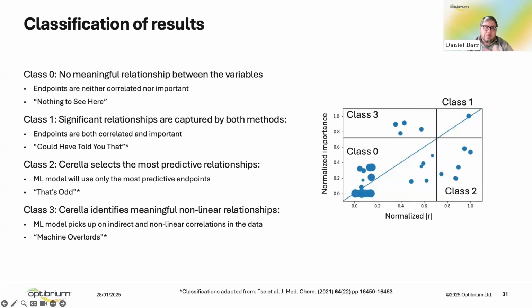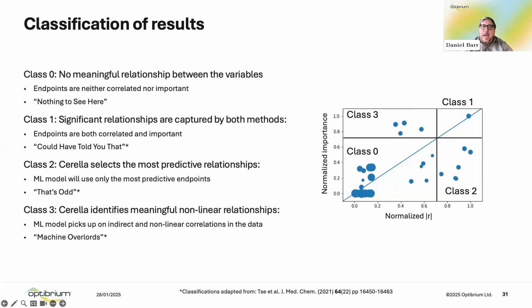Terrific. In class 2, we see toward the bottom right. Here we see highly correlated endpoints that don't rise to that threshold of importance in the deep learning imputation model. So this is a case where we might say, well, that's odd. There's a bunch of things that seem correlated, but only one or two of them is predictively important. And we'll unpack that more in the coming slides.